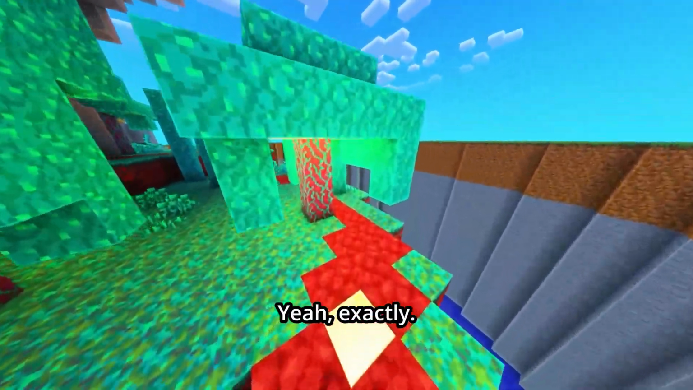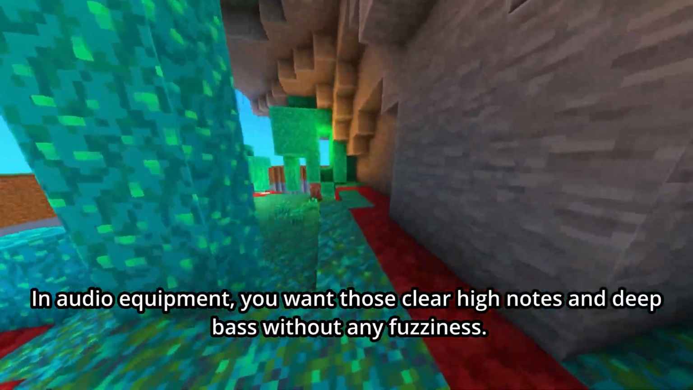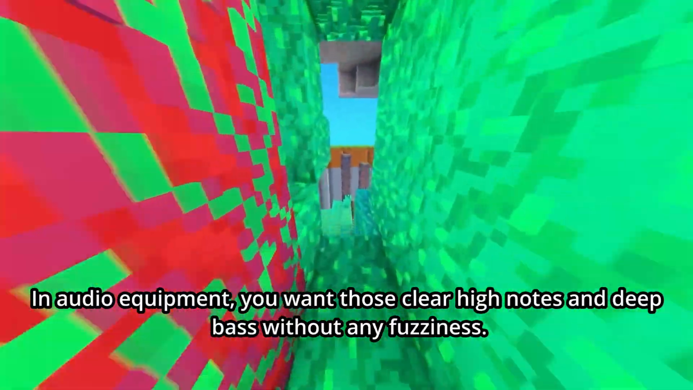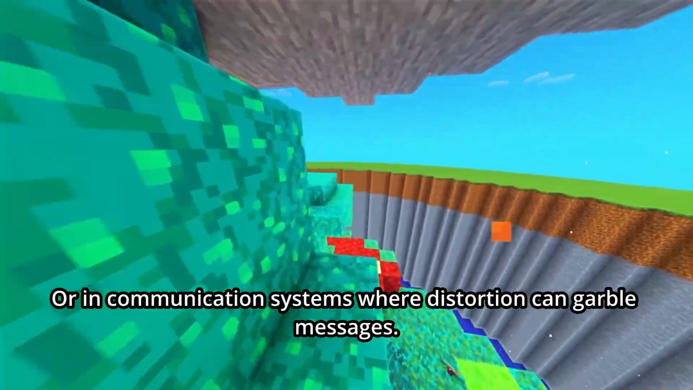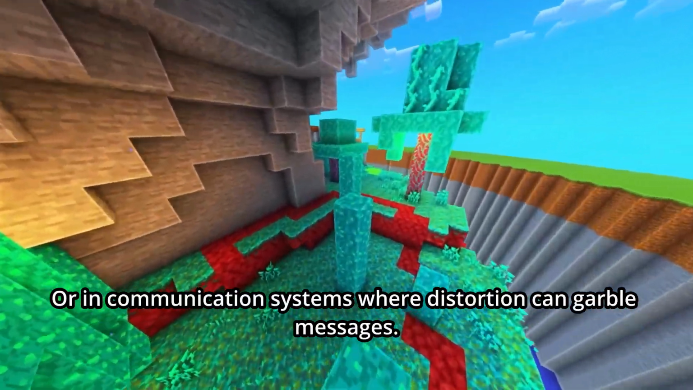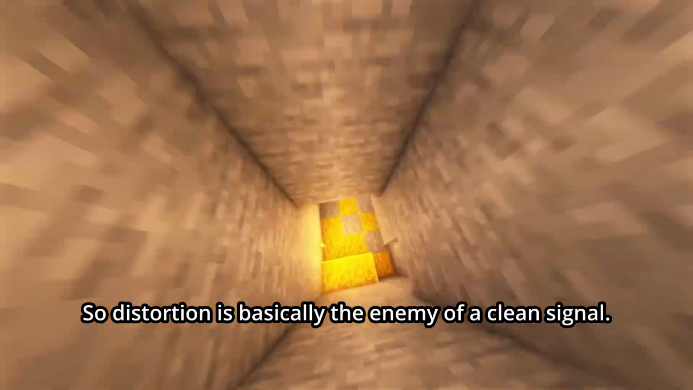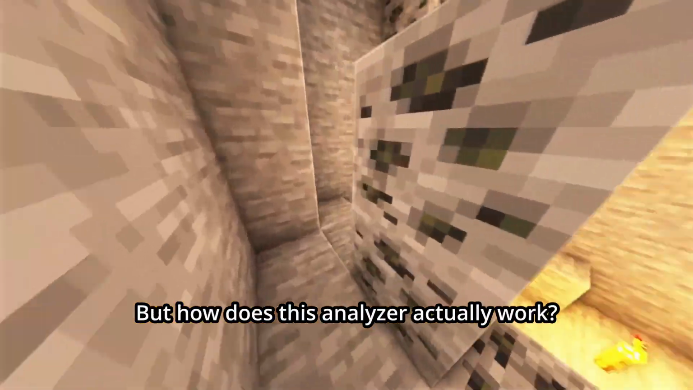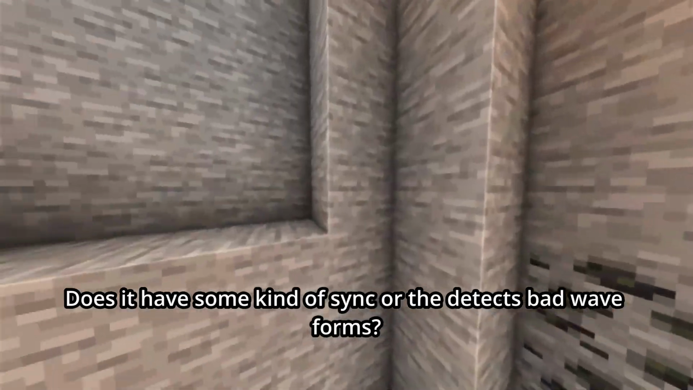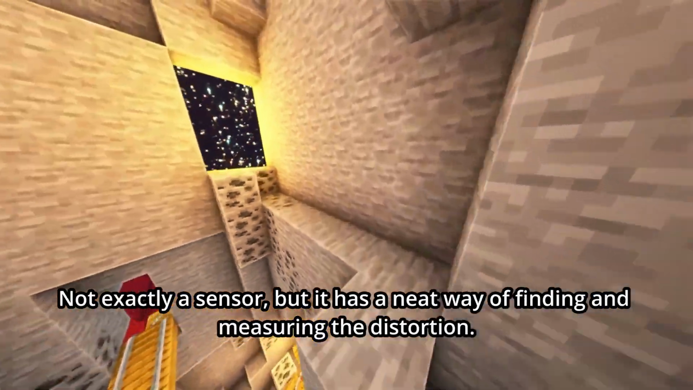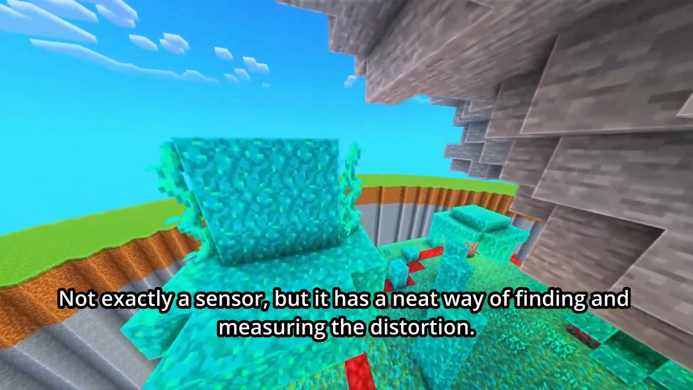Yeah, exactly. And in a lot of electronics, distortion can be a big problem. I can imagine. Like in audio equipment, you want those clear high notes and deep bass without any fuzziness. Right. Or in communication systems where distortion can garble messages. Yeah, that makes sense. So distortion is basically the enemy of a clean signal. But how does this analyzer actually work? Does it have some kind of sensor that detects bad waveforms? Not exactly a sensor, but it has a neat way of finding and measuring the distortion.